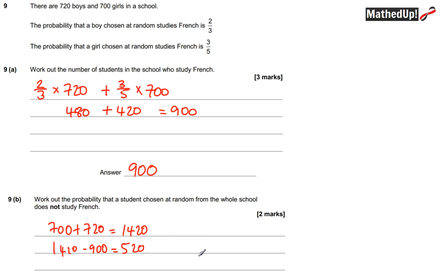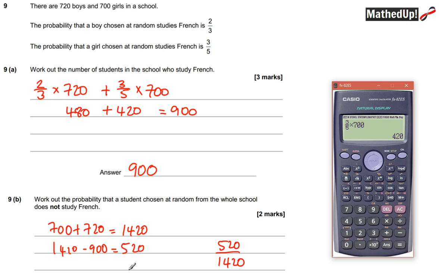So the probability that they don't study French is going to be 520 divided by 1,420. And using my calculator, that gives us 0.2671.